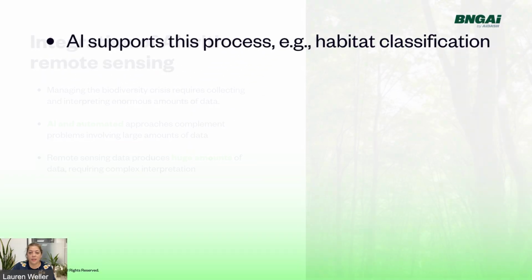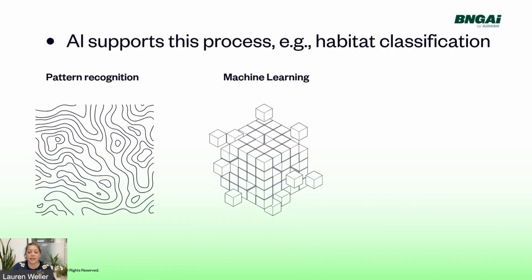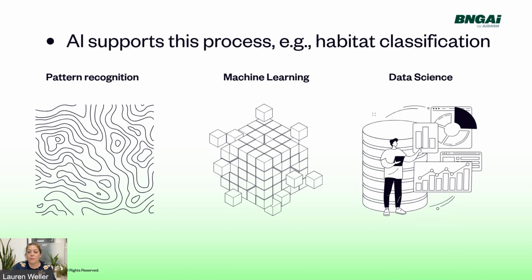Machine learning and pattern recognition, as well as data science techniques, enable researchers to efficiently classify habitats, identify ecological changes, and extract meaningful insights from these extensive data sets. By using AI-powered tools, scientists can now process and interpret vast amounts of remote sensing information, transforming the raw data into actionable knowledge that supports conservation efforts and helps us to understand the intricate dynamics of global biodiversity.